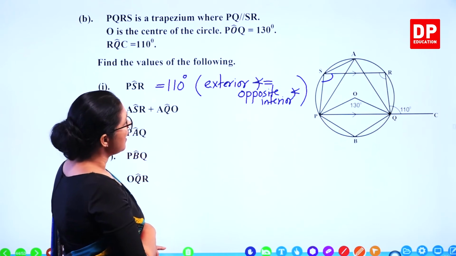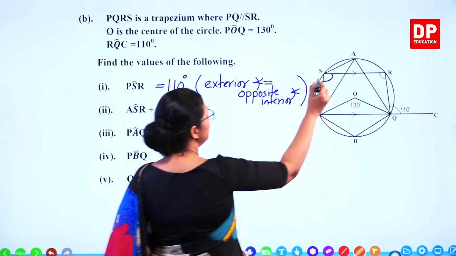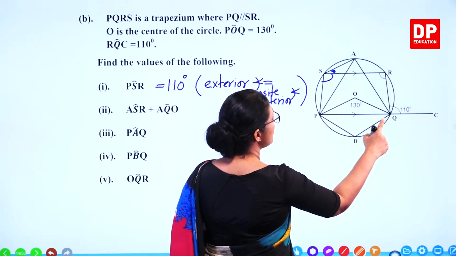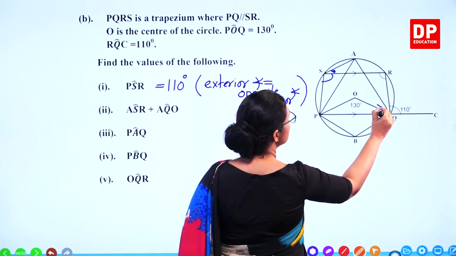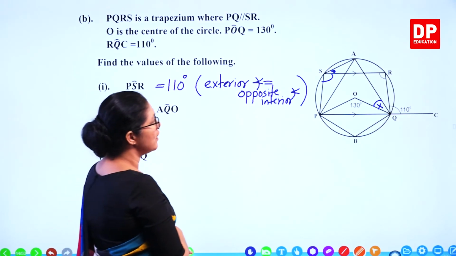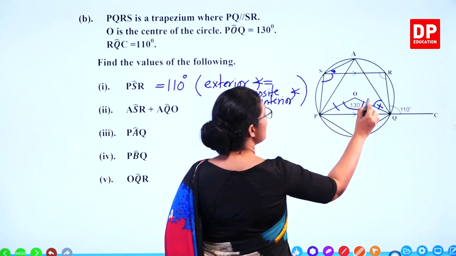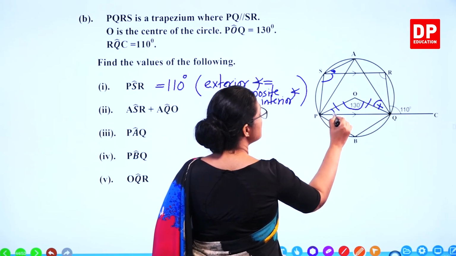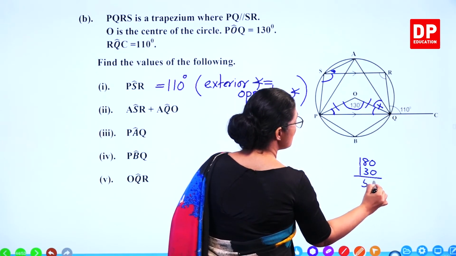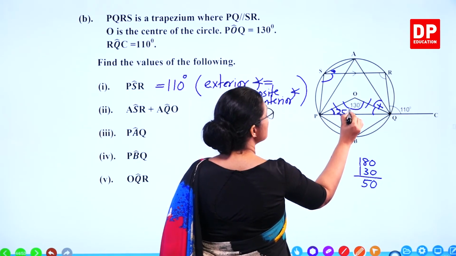Then ASR, this angle plus AQO, this angle. What's the addition? Now look carefully. This is 130. These two lengths are equal. So what are these angles? 180 minus 130, that's 50. Divide by 2. This is 25 and 25.